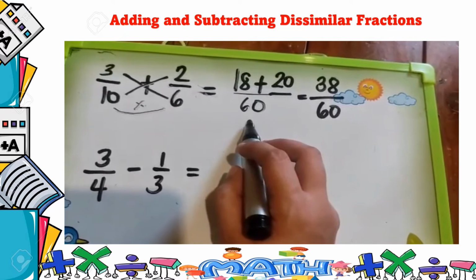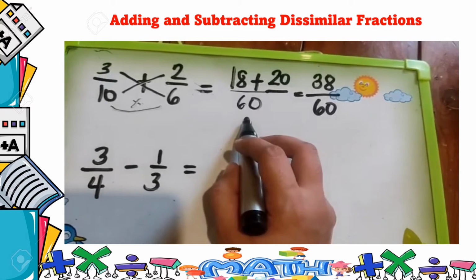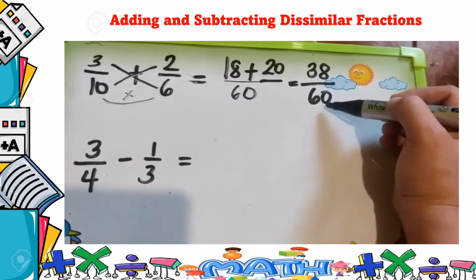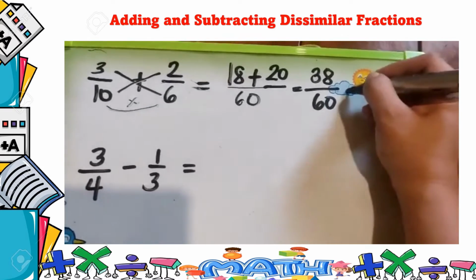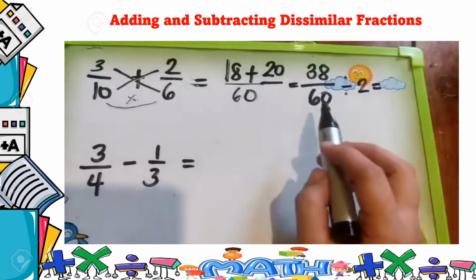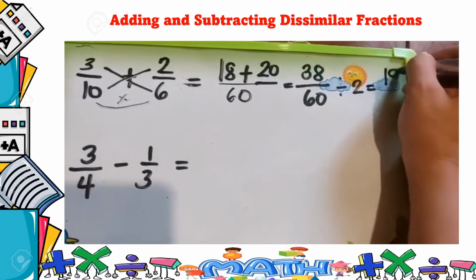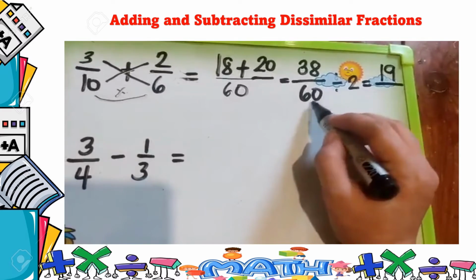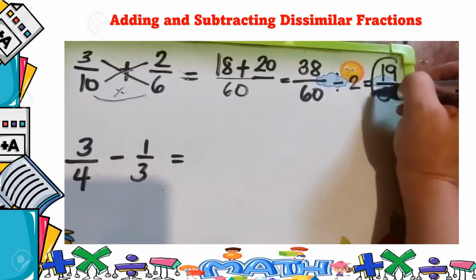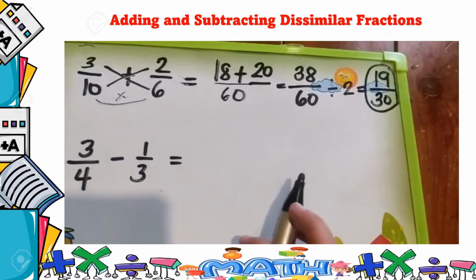And then the last step is simplify your answer or reduce your answer to lowest term if possible. As you can see, 38 and 60 have a common factor which is 2. So we will just divide it by 2. 38 divided by 2 is 19. 60 divided by 2 is 30. Therefore, the final answer is 19 over 30.